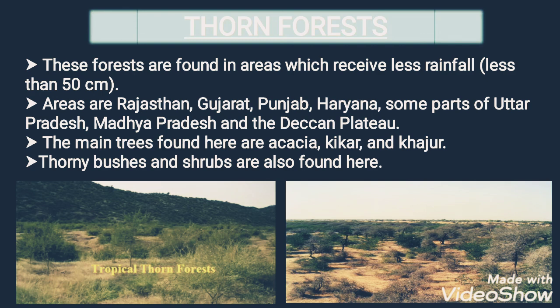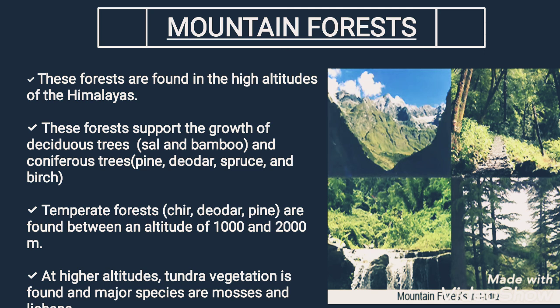Now next we have the mountain forest. We all know these mountain forests are found in the higher altitudes of the Himalayas. These forests support the growth of deciduous trees, sal and bamboo, and coniferous trees such as pine, deodar, spruce and birch. Along with all these, temperate forests such as cher, deodar, pine are found between an altitude of 1000 and 2000 meters. And at the higher altitudes, tundra vegetation is found, and major species are mosses and lichens. Okay, so these are the different mountain forests that we have in India.